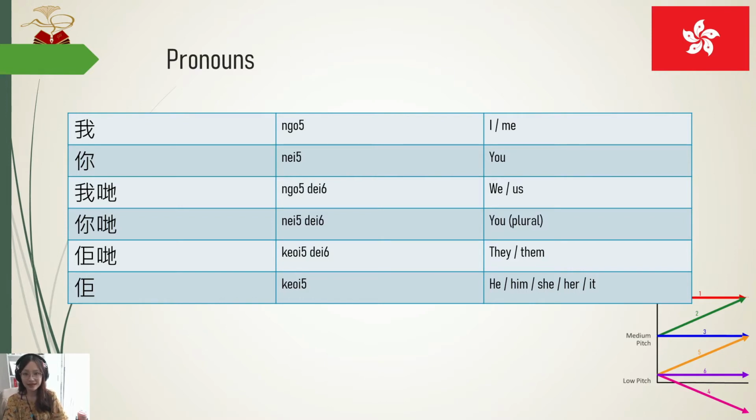Finally, we have a third person pronoun. This is probably one of the biggest differences between Cantonese and Mandarin. In Mandarin, you have a separate written character for he, she, and it. In Cantonese, the word is the same, pronounced the same, and the character is also the same for he, him, she, her, and it. So third person pronoun, it's ko.